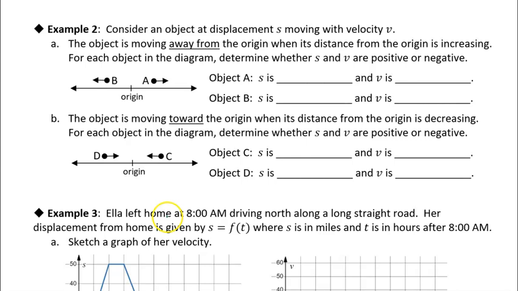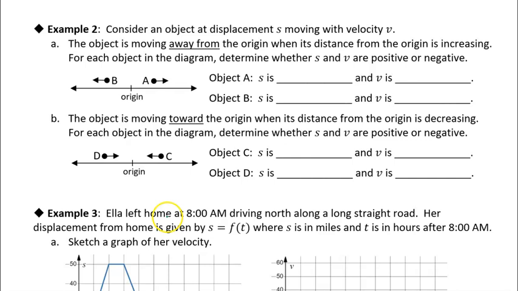All right, this example is kind of a continuation of the previous example, right? We got two parts here. But in part A, we have objects A and B that are moving. They're both moving away from the origin, and then in part B, we've got objects C and D that are both moving toward the origin.